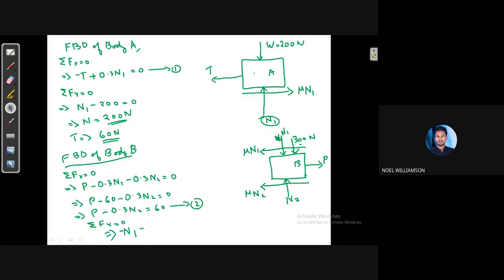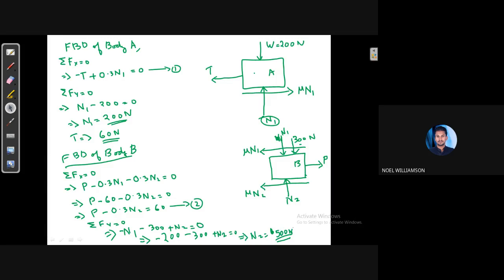Minus N1 minus 300 plus N2 equal to 0, and we can substitute the value for N1. Then it implies N1 is 200. So N1 is 200, so minus 200 minus 300 plus N2 equal to 0, or N2 equal to 500 Newton.